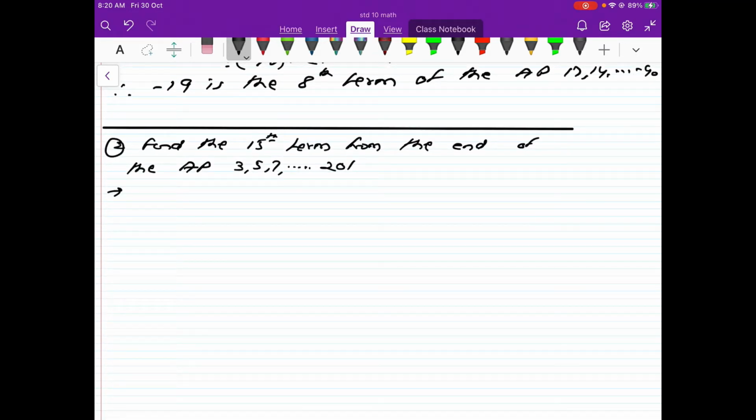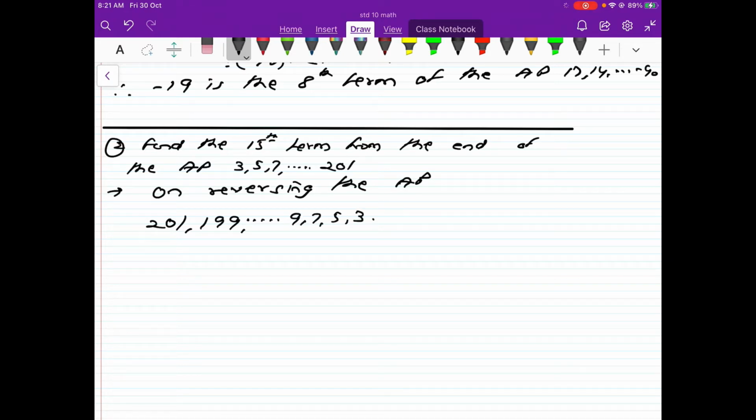Find the 15th term from the end of the AP 3, 5, 7 and the last term is given to us as 201. So if we see, the difference is 2. When we reverse it, it will be the same, but it will be minus 2. So on reversing the AP, which is always our first step, things will be very easy. On reversing the AP, what do we get? It is 201, then 199, then the difference is minus 2, so 197 and so on, down to 9, then 7, then 5, then 3.